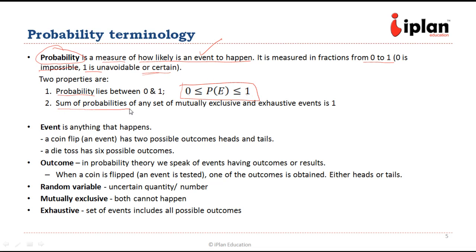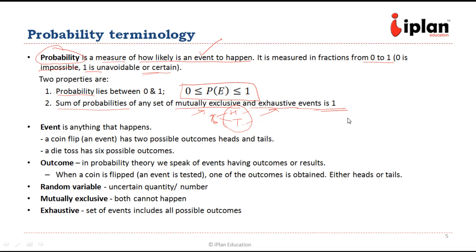The sum of probabilities of any set of mutually exclusive and exhaustive events is 1. So let me explain what mutually exclusive and exhaustive events are. Mutually exclusive events are events which cannot happen simultaneously. For example, if we toss a coin, one outcome could be head, another outcome could be tail, but both of them cannot happen simultaneously. So they are mutually exclusive events. And exhaustive events cover all possibilities. For example, in the toss of a coin, there are only two possibilities, head or tail. There is no third possibility. So these two are the exhaustive events.